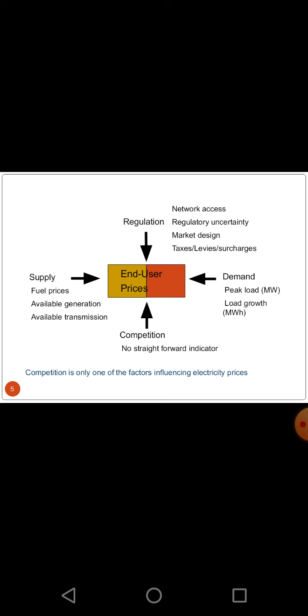Then there is regulation and competition. According to this slide, you can see competition is only one factor in electricity prices. You have seen the 4 arrows which work on the end user prices. It means this is the consumers' point of view. In regulation, there are network access, regulatory uncertainty, market design, taxes, levies, surcharges. In demand, there is peak load growth in megawatt hours. In supply, fuel prices, available generation, available transmission. In competition, there is no straightforward indicator.